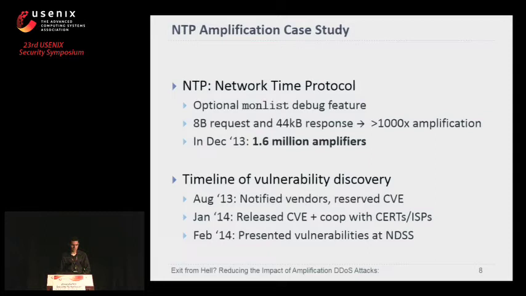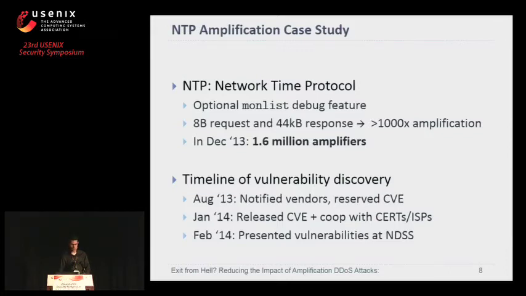And when we measured the first time in December 2013, we found 1.6 million NTP amplifiers that had this particular amplification vulnerability. Back then, we thought, OK, what could we do to mitigate this situation? Already when we were submitting the paper to NDSS, we notified MITRE to reserve a CVE so that we can have some public document on the particular vulnerability. And also, we notified the mostly affected vendors, which is Network Time Foundation with the NTP daemon implementation, and also Cisco, which basically copied the NTP daemon implementation to their products.